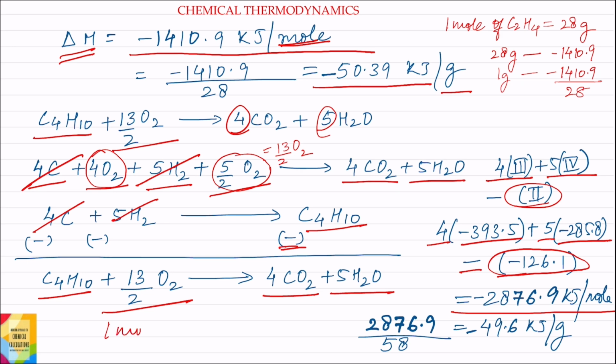So 1 mole of C4H10 is equal to how many grams? 58 gram. This is the molecular weight of C4H10. So 58 grams of C4H10 gives minus 2876.9 kilojoules of heat. So 1 gram of C4H10 will give minus 2876.9 divided by 58, which is equal to minus 49.6 kilojoule per gram.